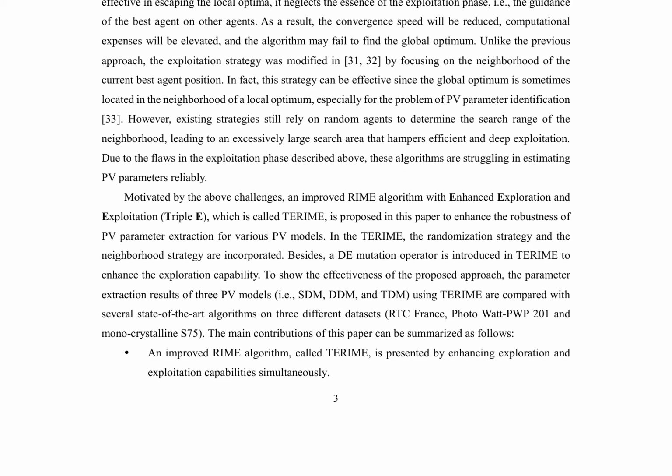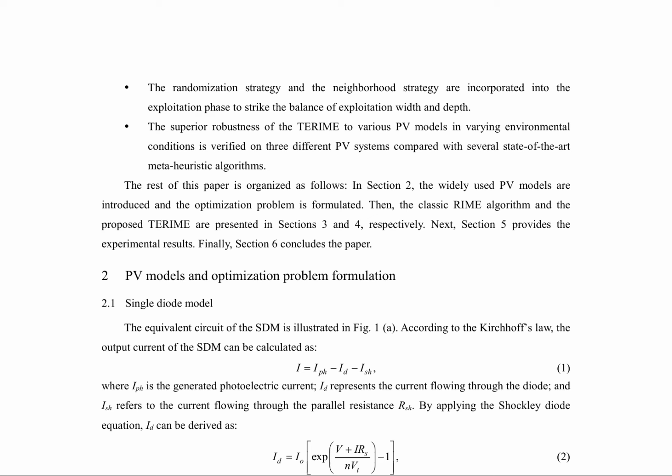This includes incorporating a mutation operator for enhanced exploration and a neighborhood strategy for more focused exploitation. The effectiveness of TERIME is demonstrated through comparative results on 3 PV models and datasets. The development of a novel optimization algorithm, TERIME, is presented as an enhanced version of the RIME algorithm. The primary objective is to improve the efficiency of photovoltaic (PV) model parameter estimation. Two widely used PV models, the single-diode model (SDM) and double-diode model (DDM), are introduced, and the optimization problem is formulated.